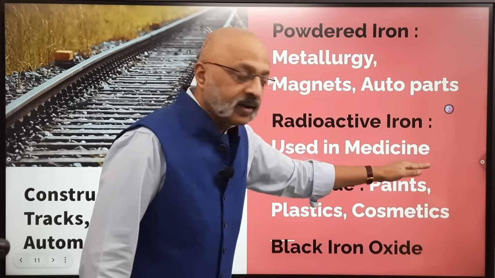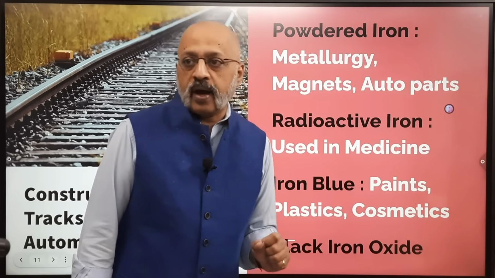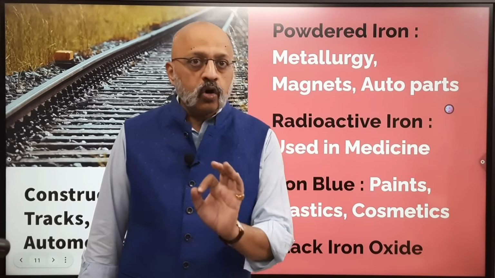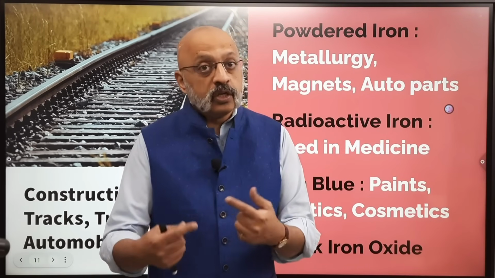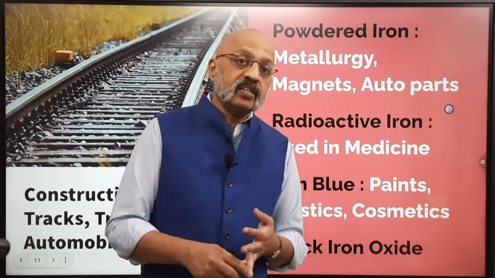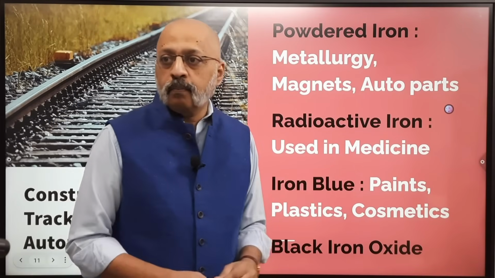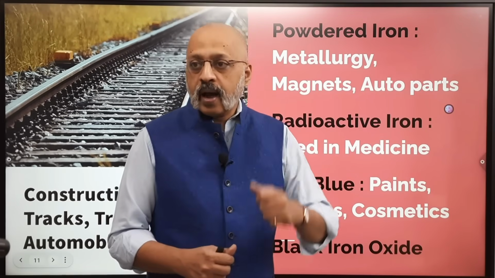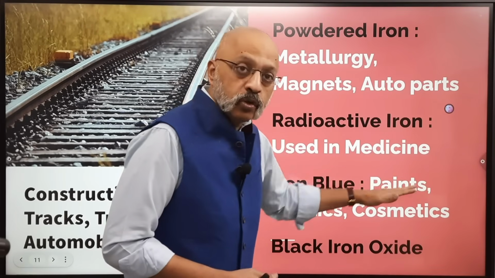Then you have the radioactive iron, which is used in medicine. The radioactive iron, which is 59% of iron, is used in medicine as a tracer element. That is, you release it in the body in order to detect a particular ailment or a foreign body, etc., which the doctors, the surgeons may want to do. And it is used largely in biochemical and metallurgical research. Then there is something called iron blue, which is used in paints, printing inks, plastics, cosmetics. I'm told it's used as eyeshadow, and in fertilizers. So iron blue is used in all these aspects.